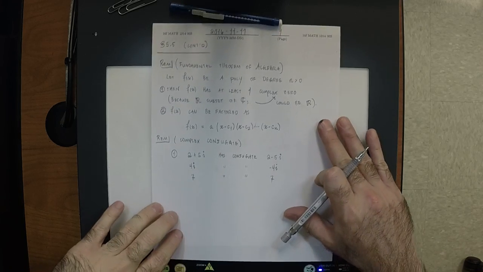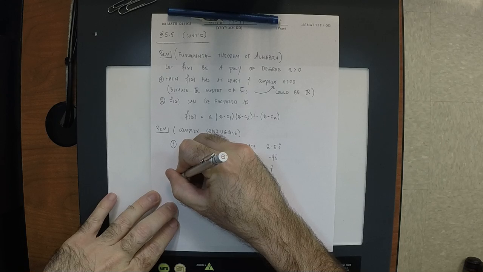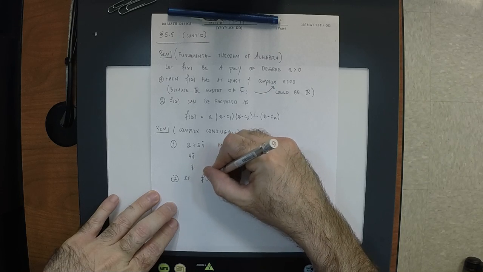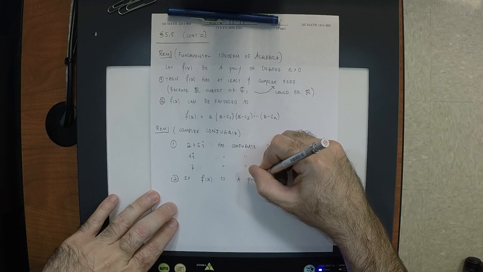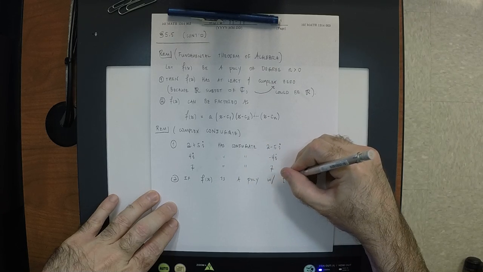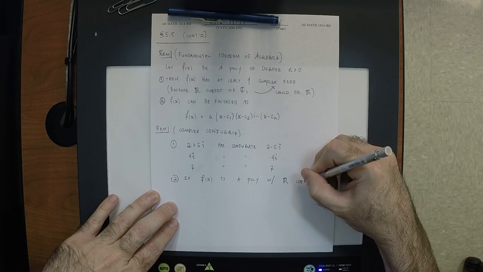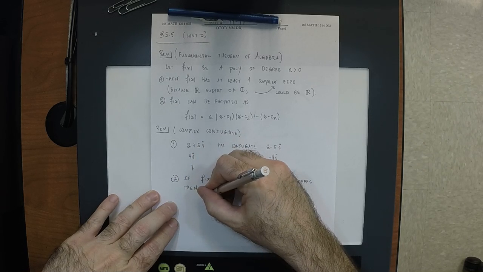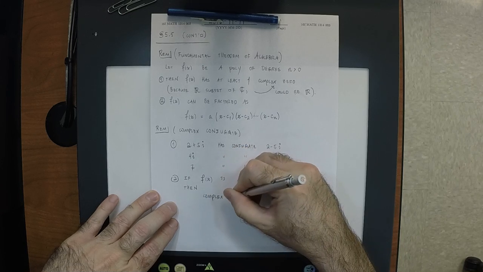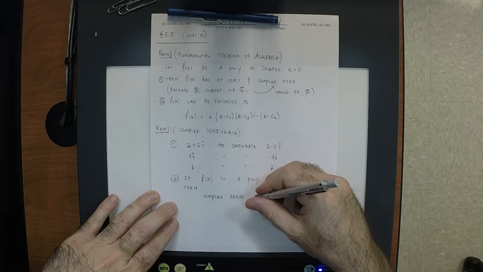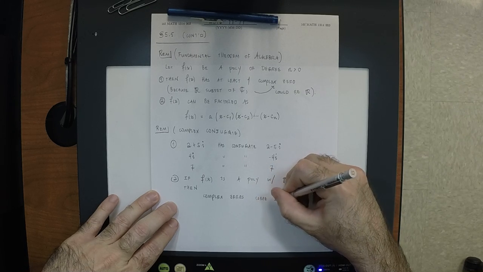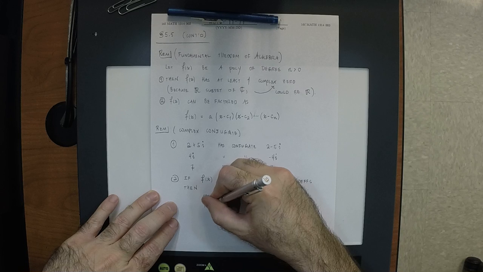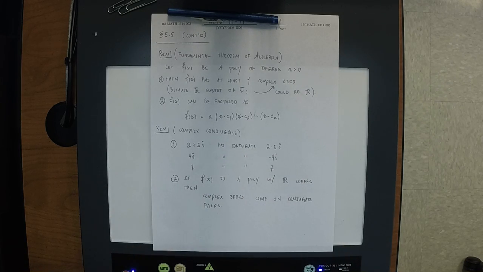Okay, so that's just to remind you what complex conjugate means. And 2, if f of x is a polynomial with real coefficients, then complex zeros must come in conjugate pairs. Okay.